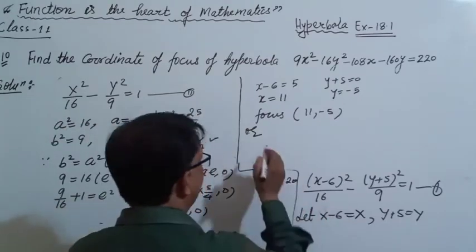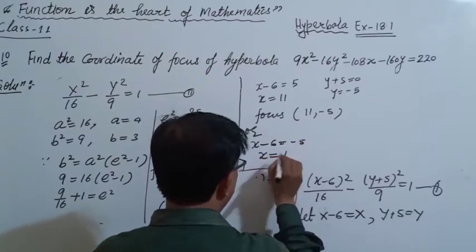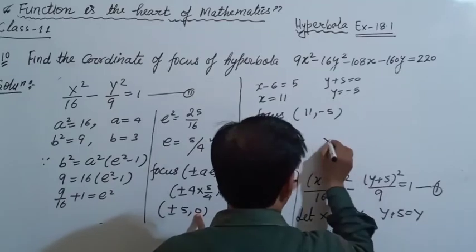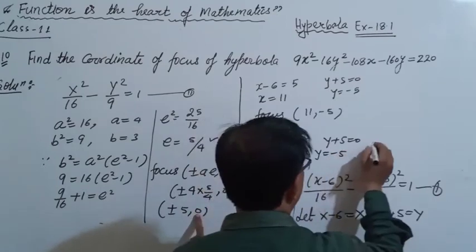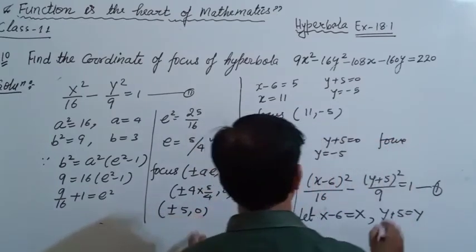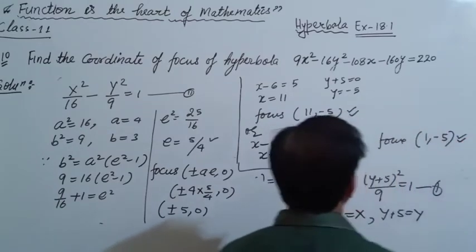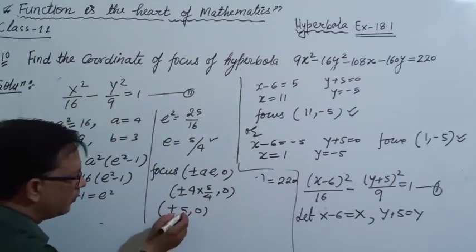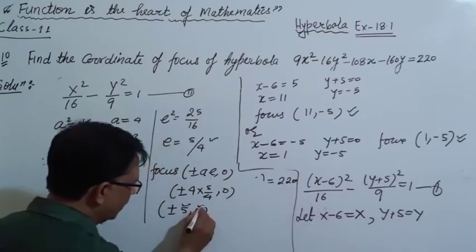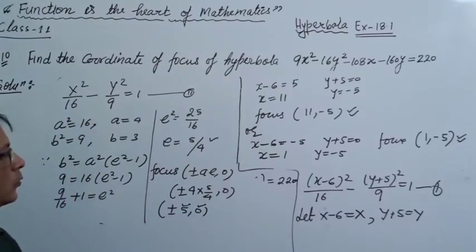If x minus 6 is equal to minus 5, then x is equal to 1. And y plus 5 is equal to 0, because here 0 is present, so y is equal to minus 5. So focus is 1 comma minus 5. So these two are the foci. We change x and y, so after solving this we equate this to x minus 6 and 0 is equal to y plus 5, then we find the original result. Okay, so student, make the note and practice this question.